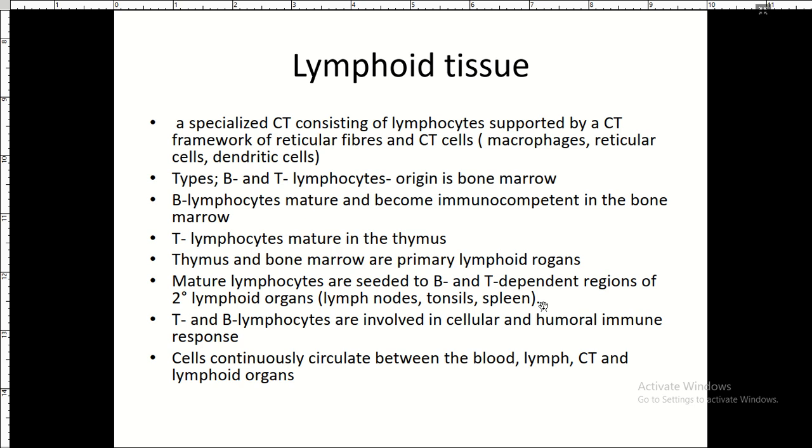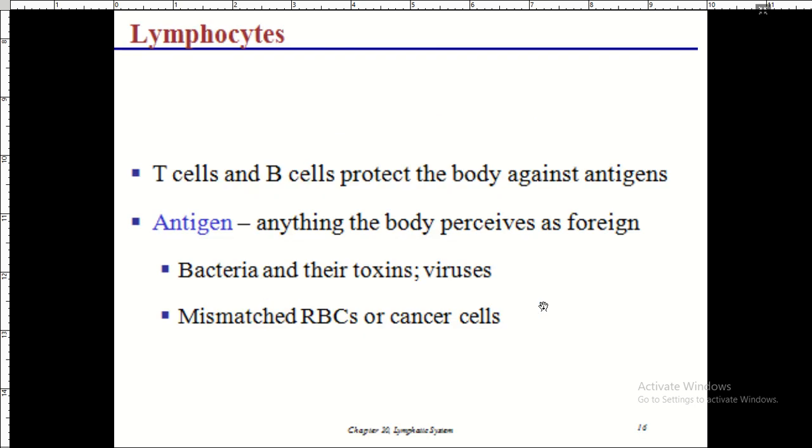What about secondary lymphoid organs? We have the lymph node, tonsils, and spleen. The lymphocytes are involved in the immune response: cellular immune response for the T cells, and humoral immune response for the B cells.